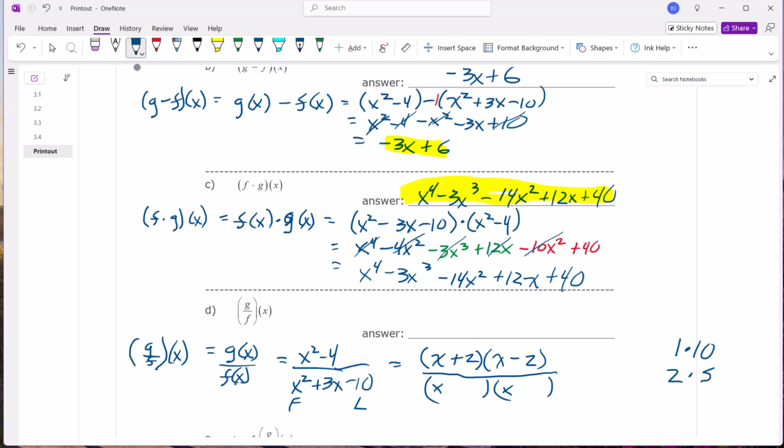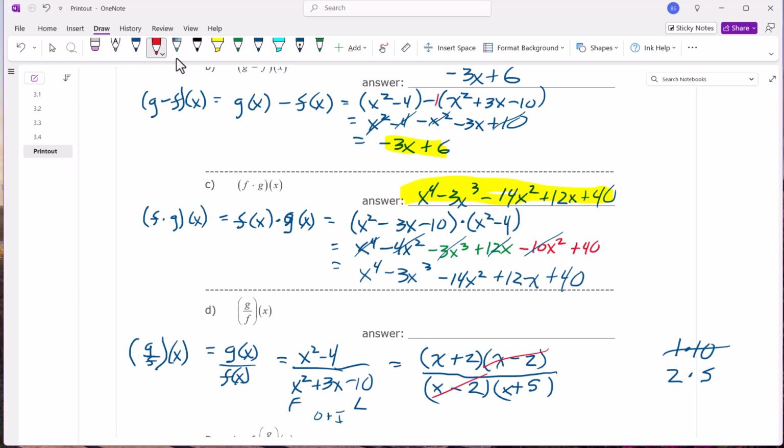And remember, they have to add up to 3. So you're going to use 2 and 5. And if you're going to make 2 and 5 add up to 3, you need to have a plus 5 and a minus 2 like that. Anytime you factor something, be sure to FOIL it and check it.